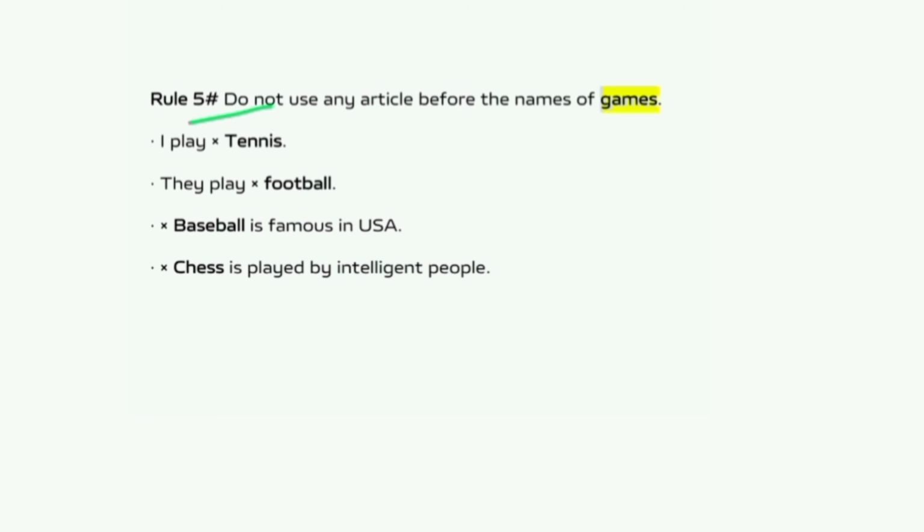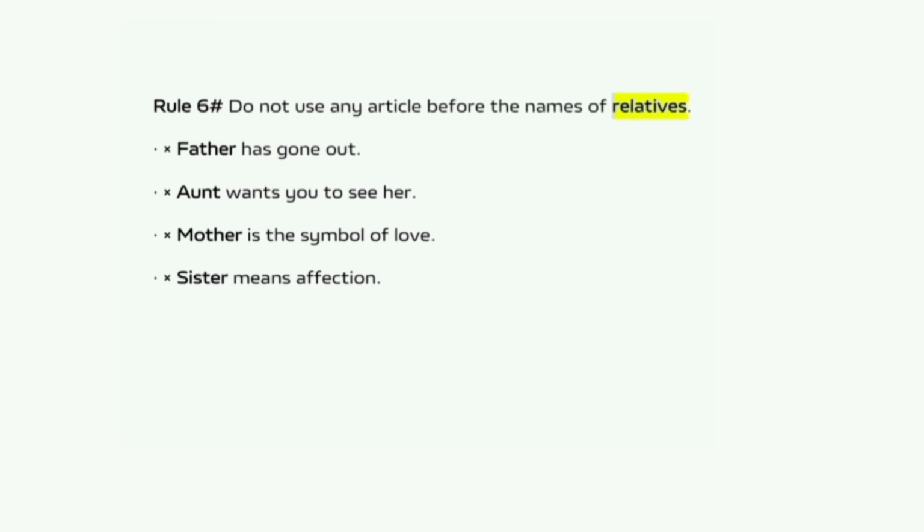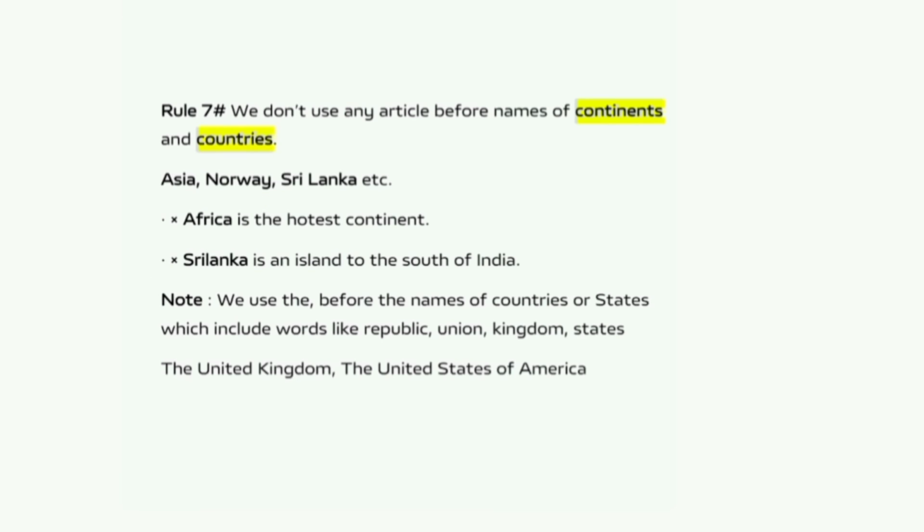Rule number 5. We don't use any article before the names of games. Like, I play tennis. They play football. Baseball is famous in USA. And chess is played by intelligent people. And next rule, we use no article before names of relatives. Like, father has gone out, aunt wants you to see her, mother is the symbol of love, and sister means affection.